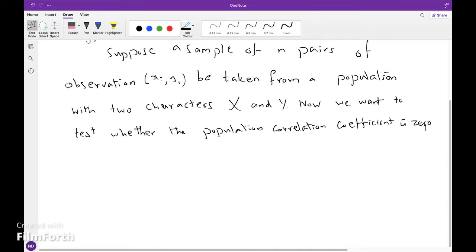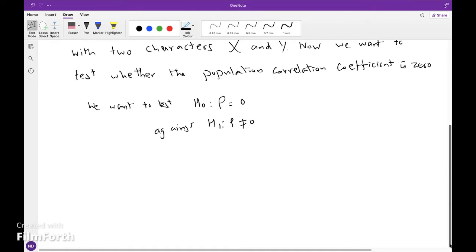That means we want to test the hypothesis, null hypothesis, correlation coefficient equals 0 against H1, this one is not equal to 0, where rho is the population correlation coefficient.